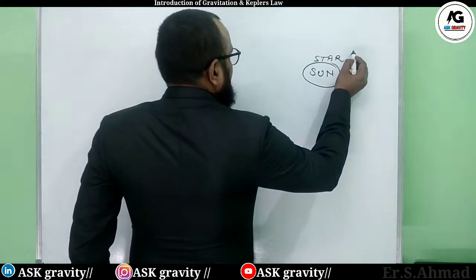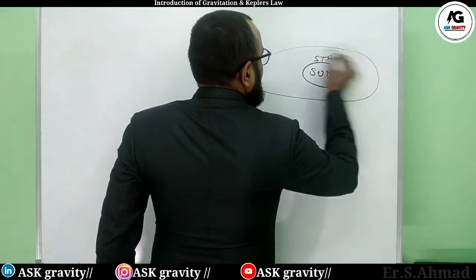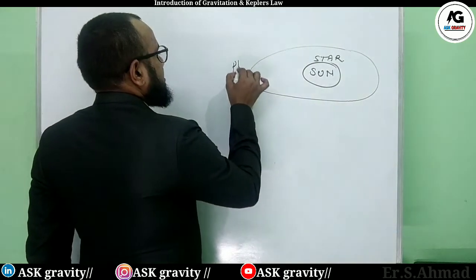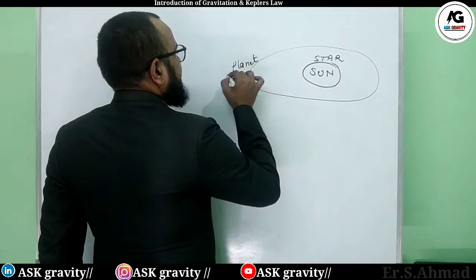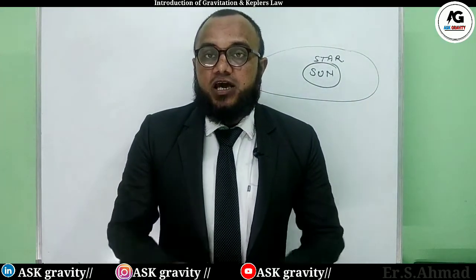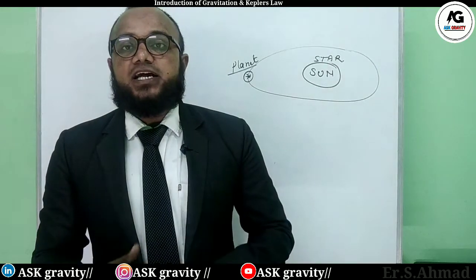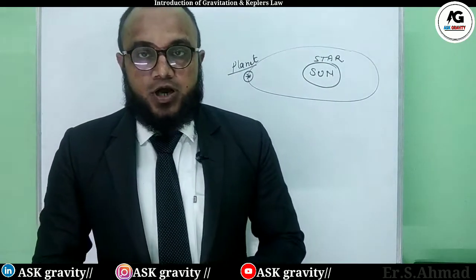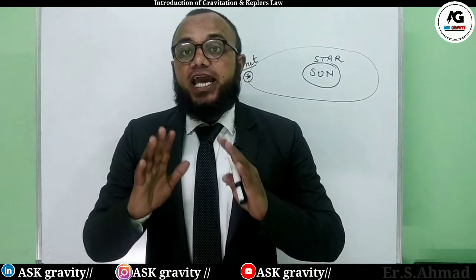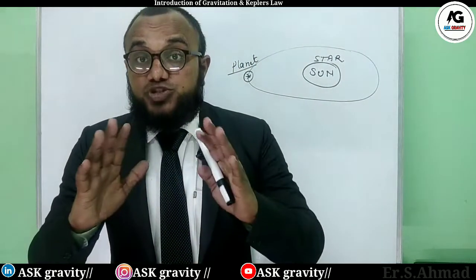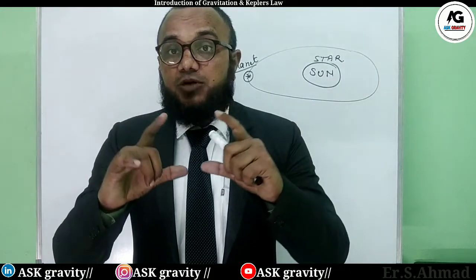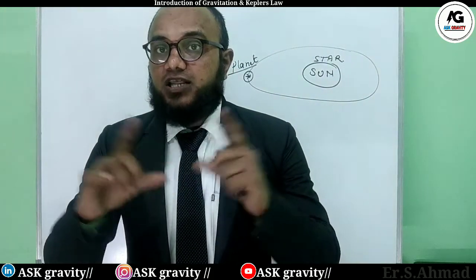Like this elliptical orbit, like the example of an egg. So this is called a planet. But here a question arises: as I am saying, the number of planets discovered is 8. But in the universe, there are not only 8 planets or objects.